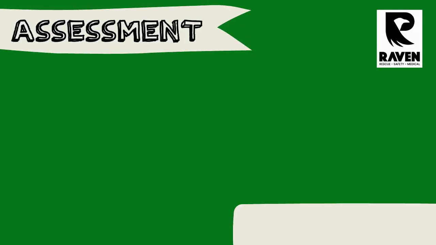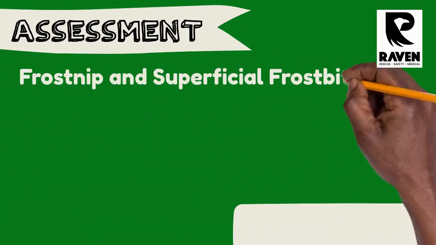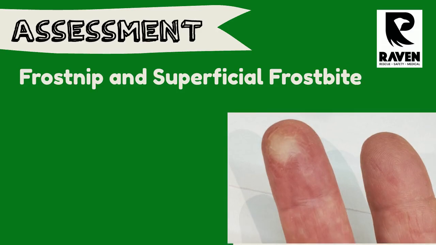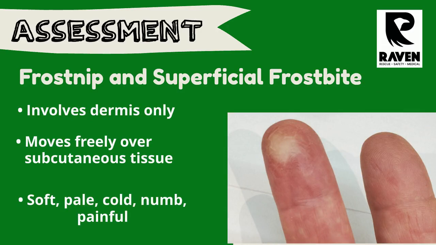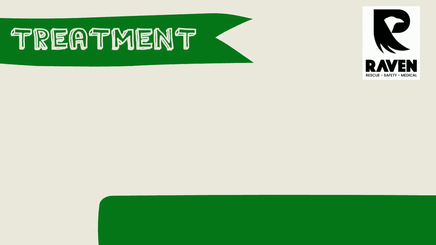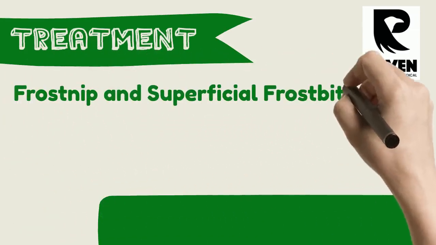The assessment of cold-related injuries is based on the depth of tissue damage. Frostnip, or superficial frostbite, involves the dermis or the skin levels only. It moves freely around the subcutaneous tissue and can best be described as soft, pale, cold, numb, and very painful. The treatment of frostnip and superficial frostbite is fairly straightforward.